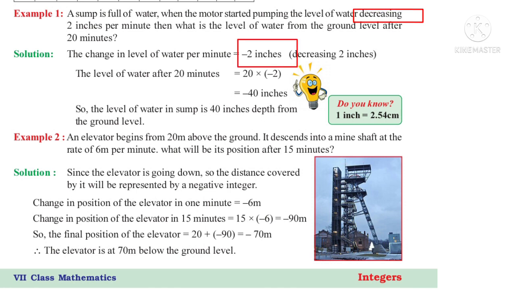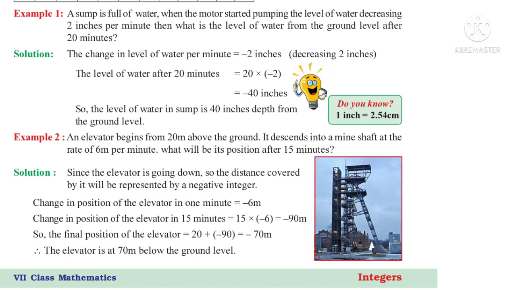The level of water after 20 minutes. Here observe the word after. It indicates repeated addition or just multiplication. That is, 20 into minus 2 is minus 40 inches. Here observe the word minus 40 inches. It indicates depth. So the level of water in the sump is 40 inches depth from the ground level.